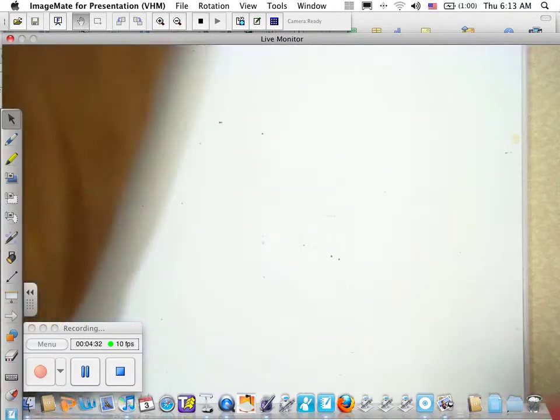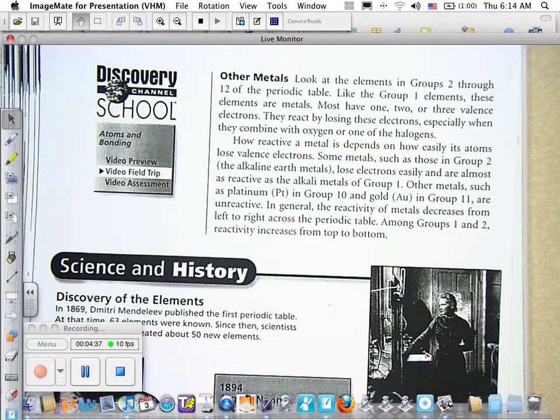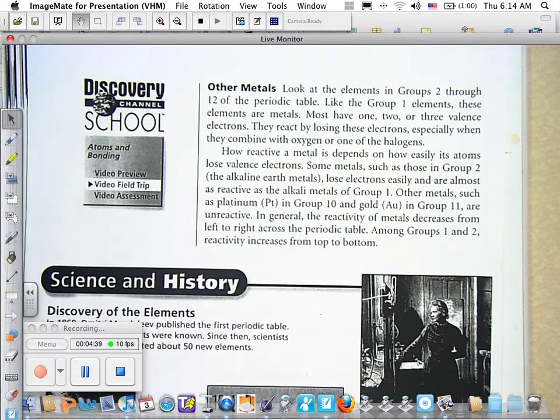Next page. Why don't you take a break? Why don't you put me on pause and write down a few notes of what we've just learned about. We've learned about halogens gaining an electron to become more like noble gases.